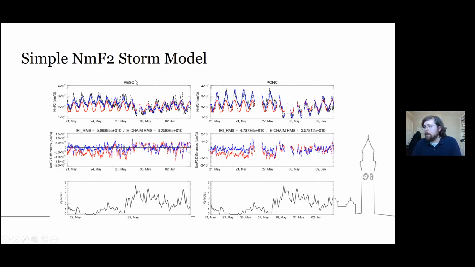So here we have peak electron density from Resolute and Pond Inlet, both within the polar cap, from the ionosondes in black, E-CHAIM in blue, and the IRI in red. And you can see in general, E-CHAIM does a really good job at tracking the pre-storm electron density, and it does a good job at tracking the negative ionospheric response to this particular geomagnetic storm, which is only about a Kp5 storm, but it's just a demonstration. Of course, this is a really good example of how well this performs, and it's not necessarily indicative of how it does overall.